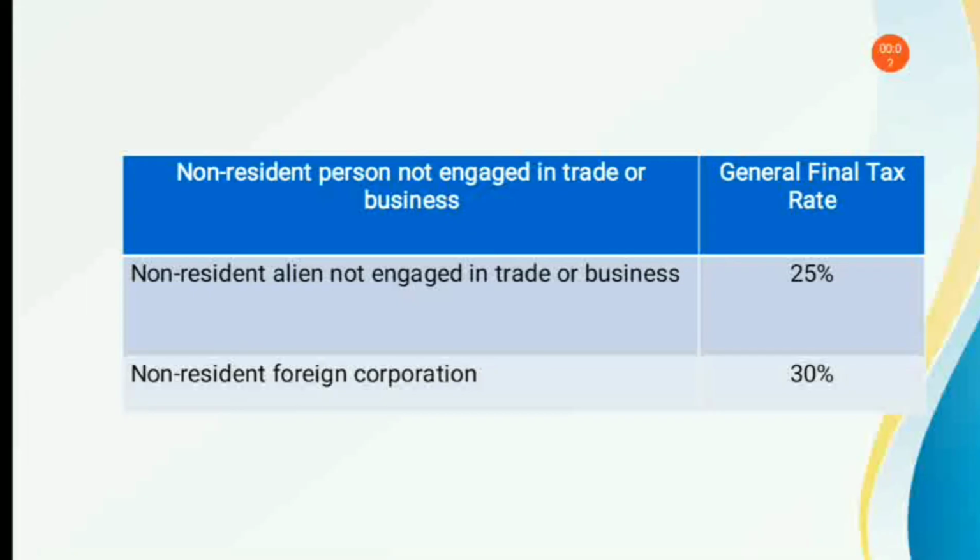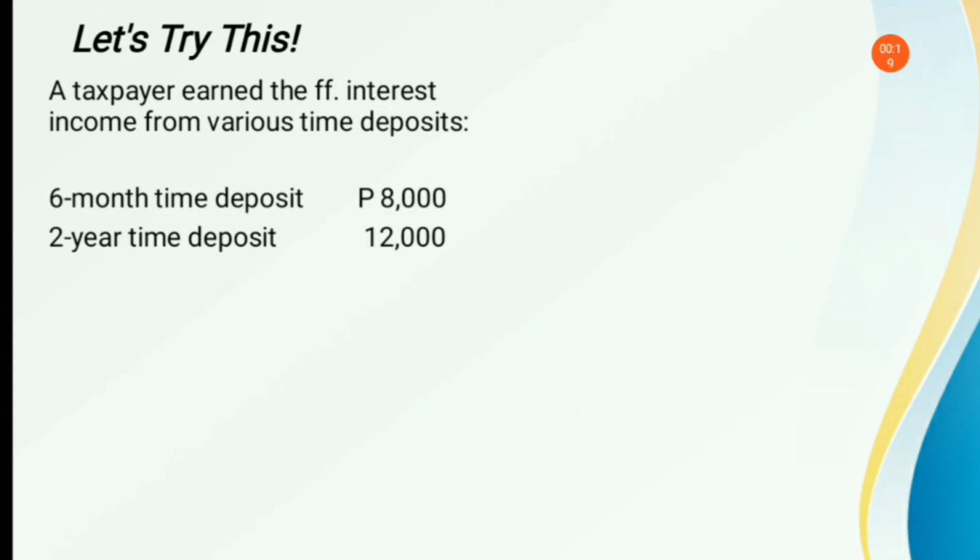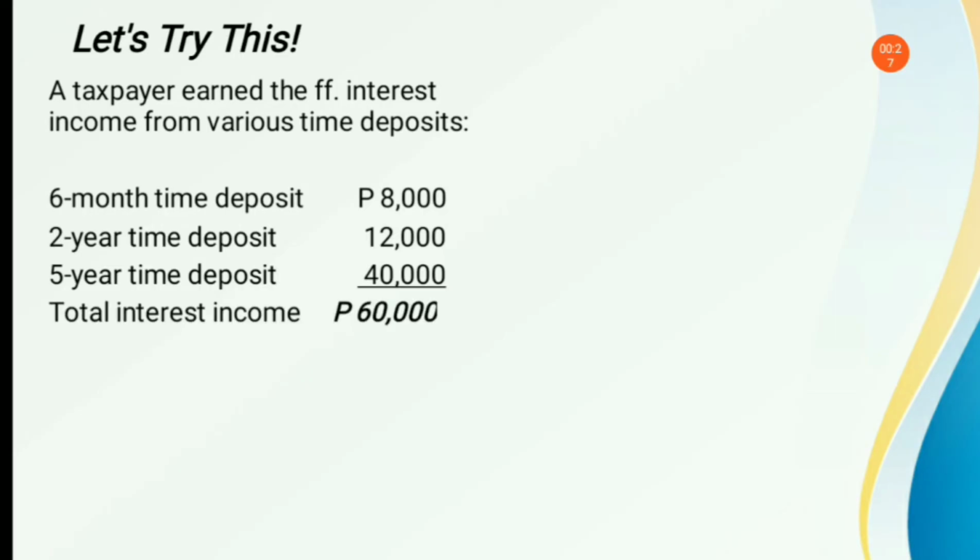Alright, so now let us apply what we have just learned in the following illustration. So we have the first one. A taxpayer earned the following interest income from various time deposits. So for the 6-month time deposit, the interest income is 8,000 pesos. For the 2-year time deposit, 12,000 pesos. For the interest income from the 5-year time deposit, 40,000 pesos. So the total interest income is 60,000 pesos.